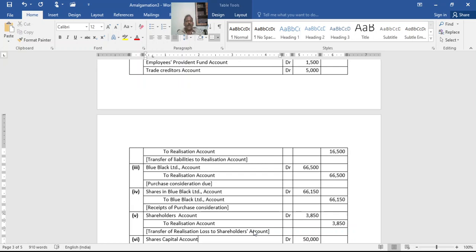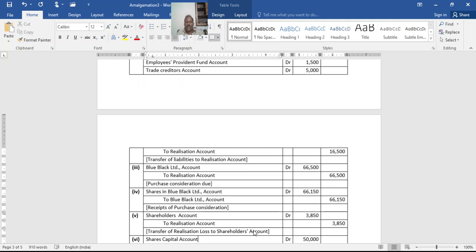Then there is no other aspects here, like preferential capital is not there, or any realization of assets not taken over, or liability, payment of liability by the Blue Limited directly, nothing. So now you have to transfer the realization result by balancing realization account and transferring the balance to equity shareholders account.